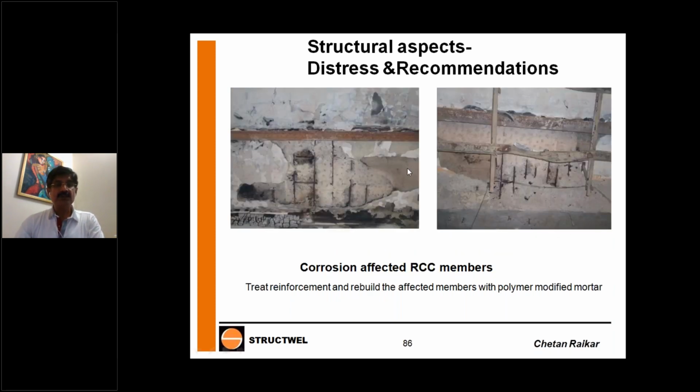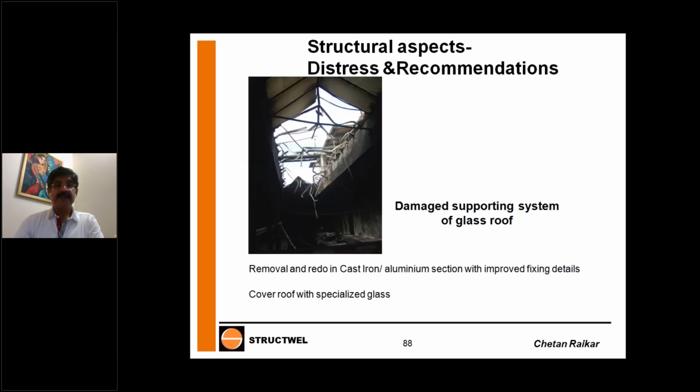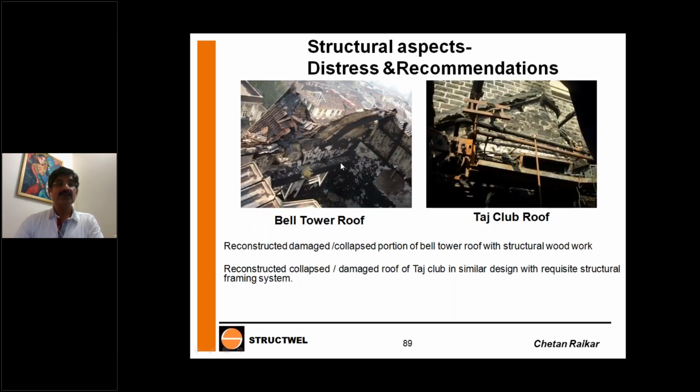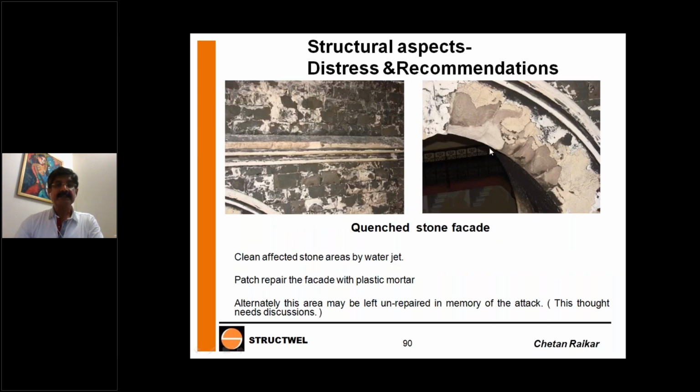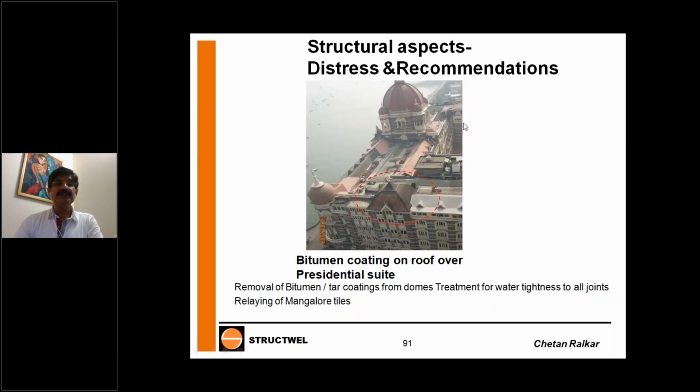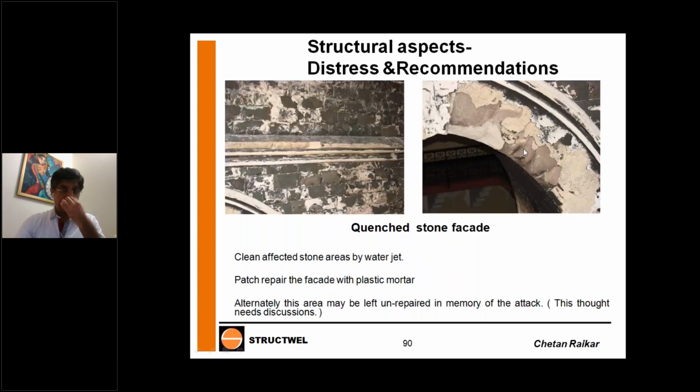This is how it was. There is corrosion also. You can see in 50 years, some of the steel slabs have corroded. So we had an opportunity to restore the corroded portion. Fire damage: this is how the glass roof was burned down. You can see the aluminum sections are burned down. This is another photo of the Bell tower suite, and this is again Taj Club. This is what is called quenching. When you heat the stone, and as a firefighting effort, water is put on the same material, it quenches. And it sometimes peels off layer by layer. So this damage, what you see, is by the process of quenching.